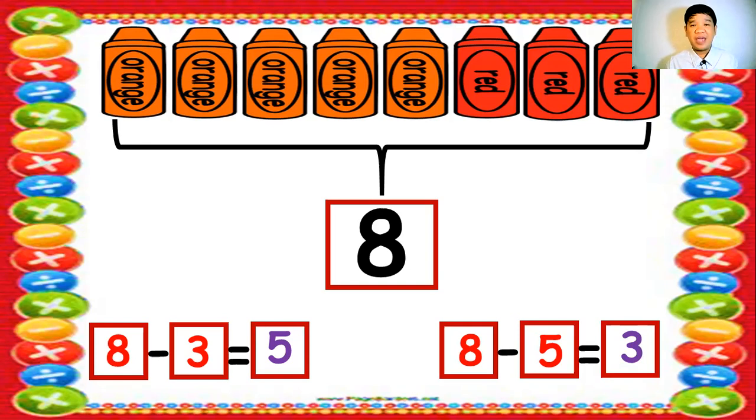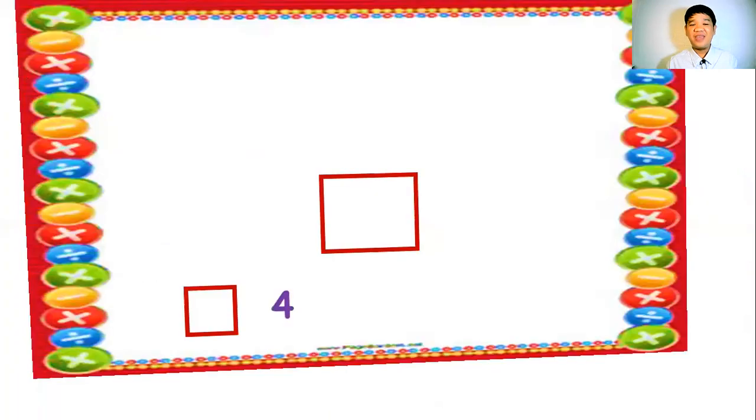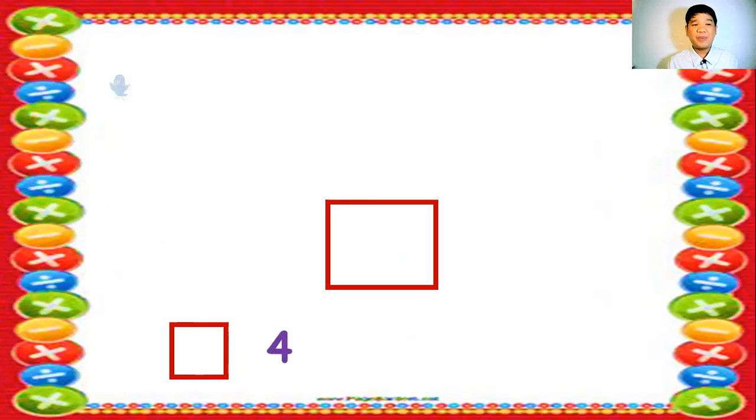Using the addition method, we can say that 5 plus 3 is equal to 8 crayons, or 3 plus 5 is equal to 8 crayons. All right. Okay, let's do another last example.